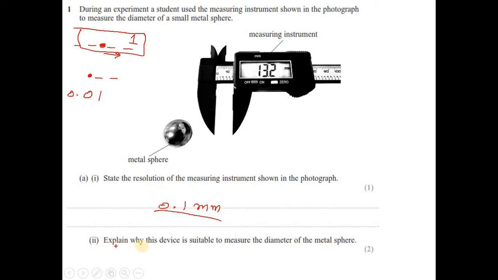Second part, explain why this device is suitable to measure the diameter of the metal sphere. Clearly, again a typical question, you compare the resolution of the instrument with the size of the object. The diameter of this metal sphere is much greater than the resolution. So if the diameter is larger than the resolution, you have a small uncertainty or a more accurate value. So this instrument is suitable.